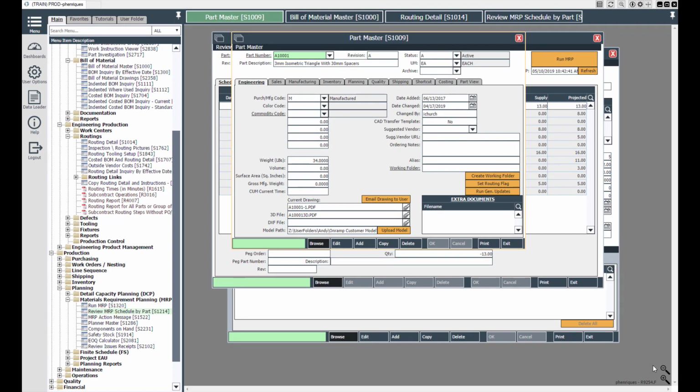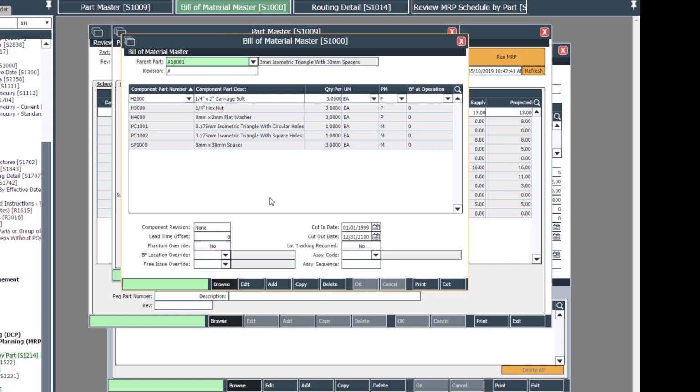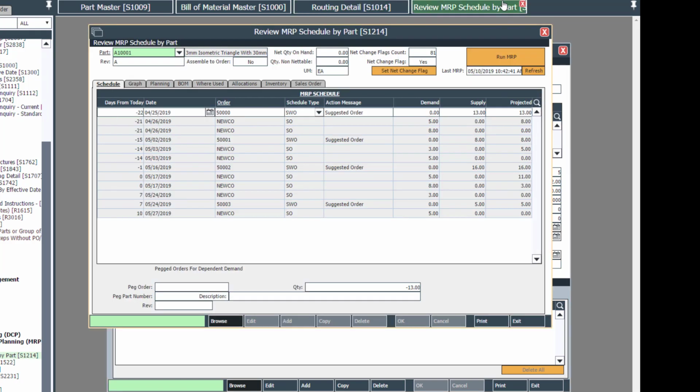In OnRamp, if we add the desired values to the part setup, or the part master, the bill of material master, routing detail, and maybe a couple other screens, all of your purchase orders and work orders are automatically created for you based on upcoming sales orders when you run the MRP.